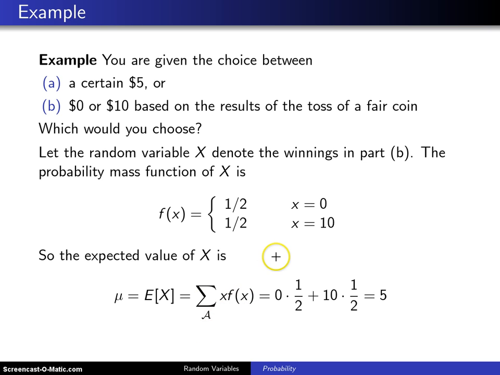Well, the support is just the values 0 and 10, so we have 0 times f of 0, which is 1/2, plus 10, the other value in the support, times f of 10, which is 1/2, and that works out to $5. So regardless if you choose A or B, in either case, your expected value is $5.